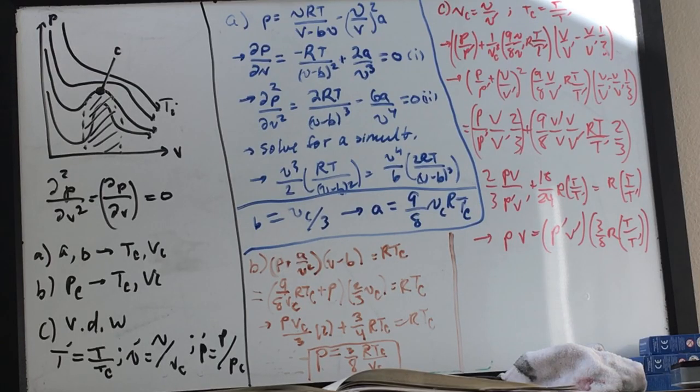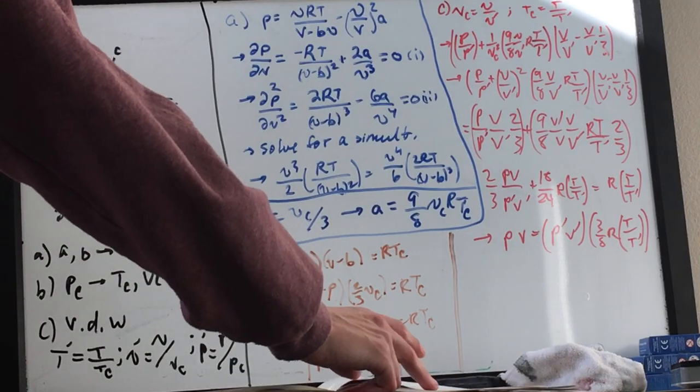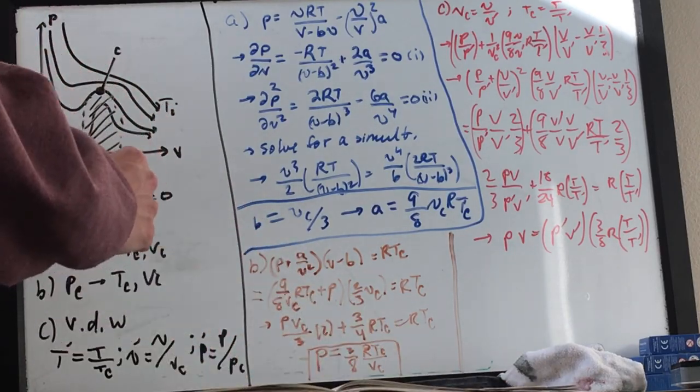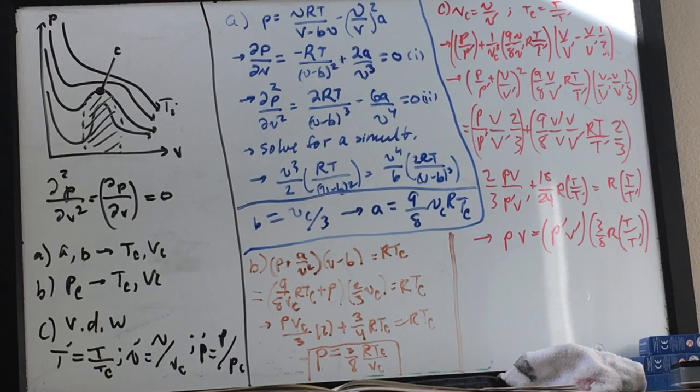But basically, we're asked to use the van der Waals equation of state to look for a number of different variables. Namely, we want to look for the constants A and B in the van der Waals equation of state in terms of our critical temperature and our critical volume, which is the associated temperature and volume at the critical point, right? And then we want to find the pressure at the critical point, P sub C, in terms of the critical temperature and the critical volume. And then lastly, we want to rewrite the van der Waals equation of state, but instead in terms of parameters T prime, V prime, and P prime, right?